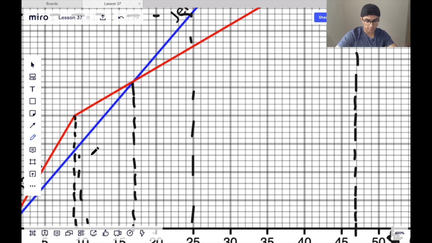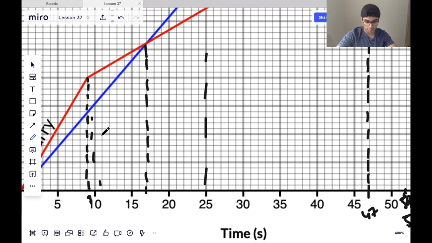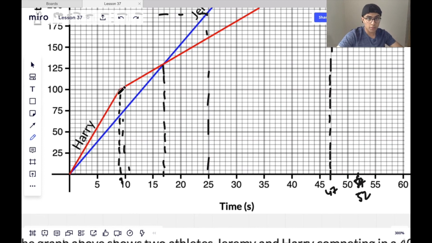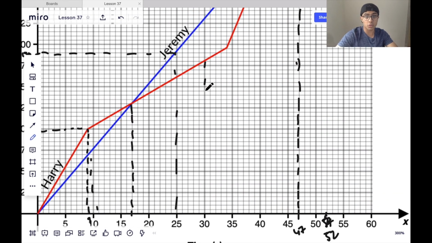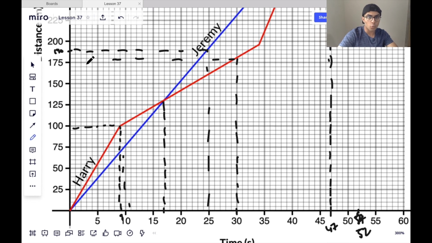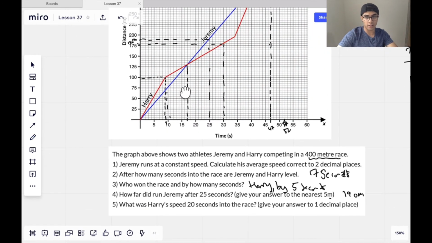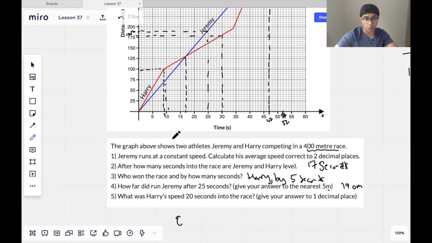Which is, what's that, 9? And 100. And what other point looks nice? This point looks nice, which is 30. When I say nice, I mean it goes through 2 whole numbers, so it's easy to calculate the gradient. So the points we have are 9, 100, and then 30, 190.